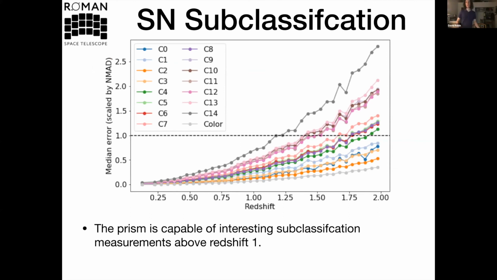For supernova subclassification, we're using a range of spectral energy distribution models. So this one is NEMO 15. We're also using Sugar and some others. And so we're looking at how well you can constrain the different components of the supernova spectral variation as a function of redshift.